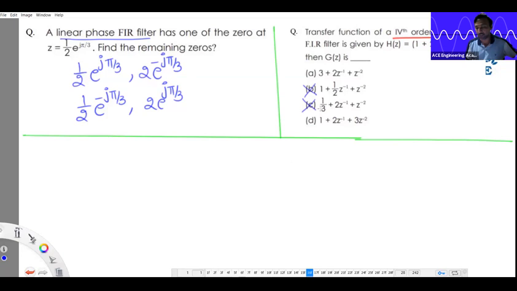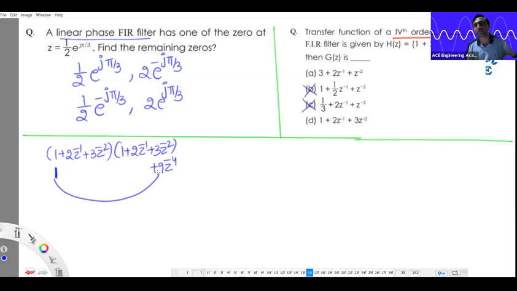How am I saying that? Because the coefficients have 1 by 2, 1 by 3. When you multiply with the original function, they cannot form symmetry or anti-symmetry. Option D also has no chance. If I multiply the original transfer function with option D, first 1 into 1, last 9 z power minus 4. 1 and 9 cannot form symmetry, so this is also wrong.